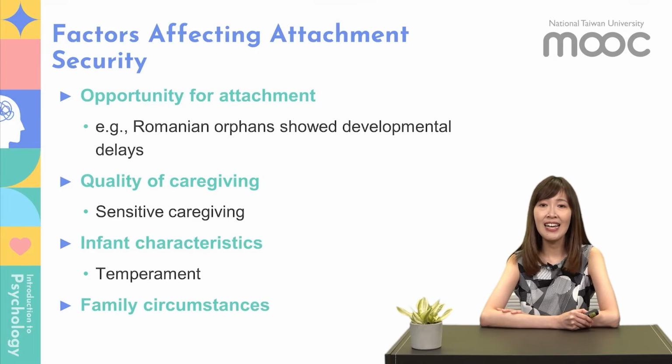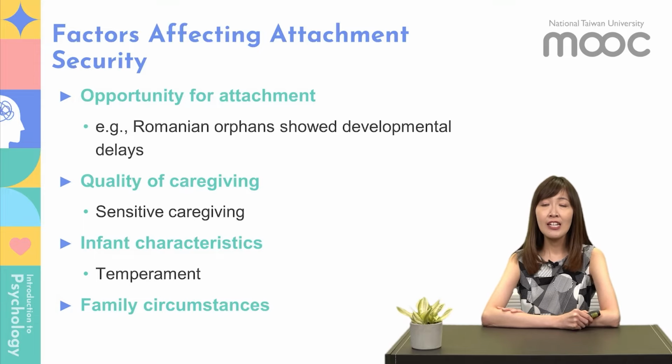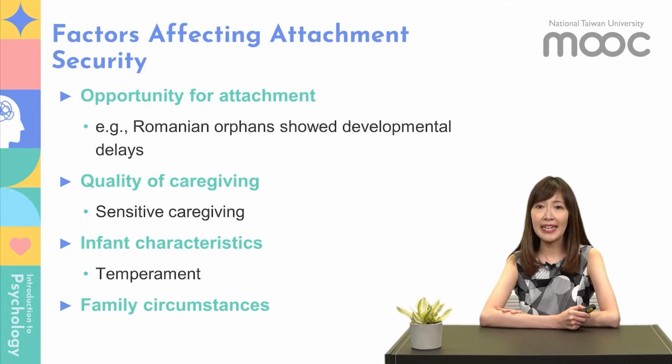And lastly, family circumstances such as poverty or marital difficulties can be stressful, and they can further influence how parents provide caregiving to their babies. So they could also be a factor. So these are the factors that may influence attachment, especially secure attachment during infancy.